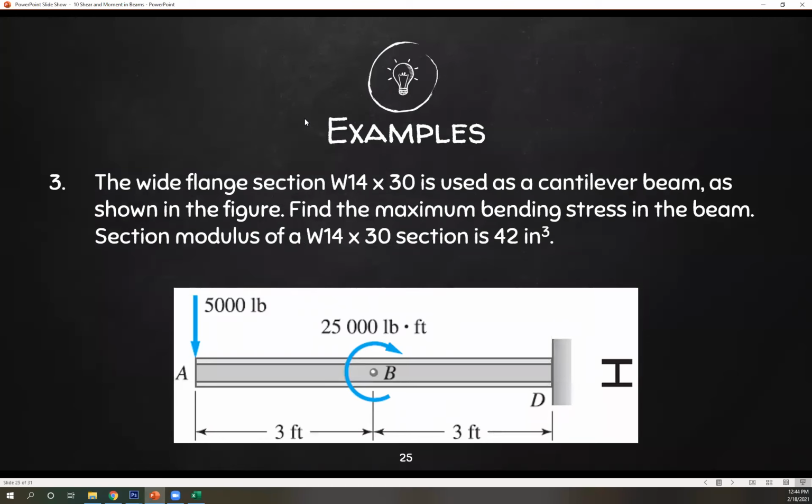The wide flange section W14 by 30 is used as a cantilever beam. So that's just how you name the section. I won't go into that anymore. It's used as a cantilever beam as shown in the figure. Find the maximum bending stress in the beam. The section modulus of a W14 by 30 section is 42 inch cubed. So again, we're looking for maximum bending stress given this figure and section modulus is 42.